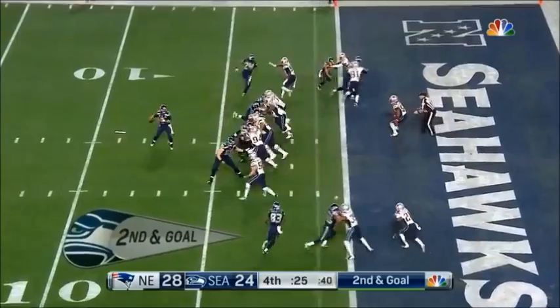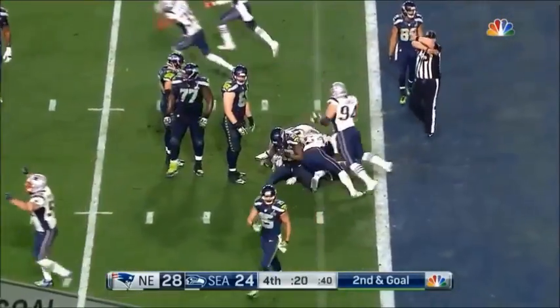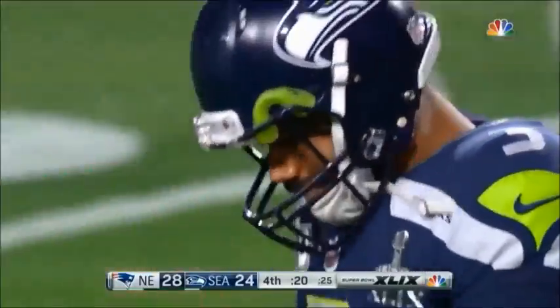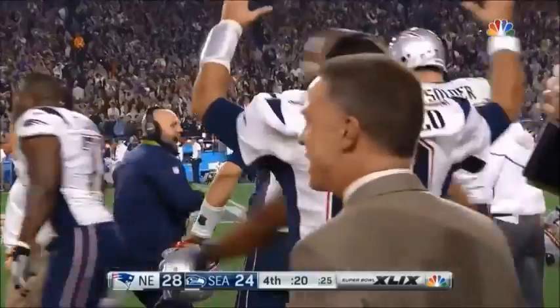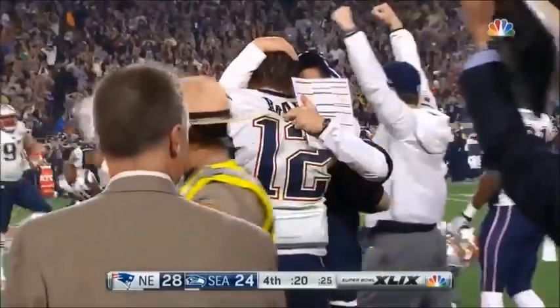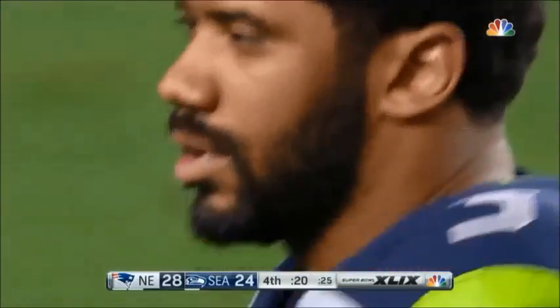Play clock at 5. Pass is intercepted at the goal line by Malcolm Butler. Unreal. Malcolm Butler, who almost made the phenomenal play that wound up in Percy's arms. There are flags on the field for a celebration.